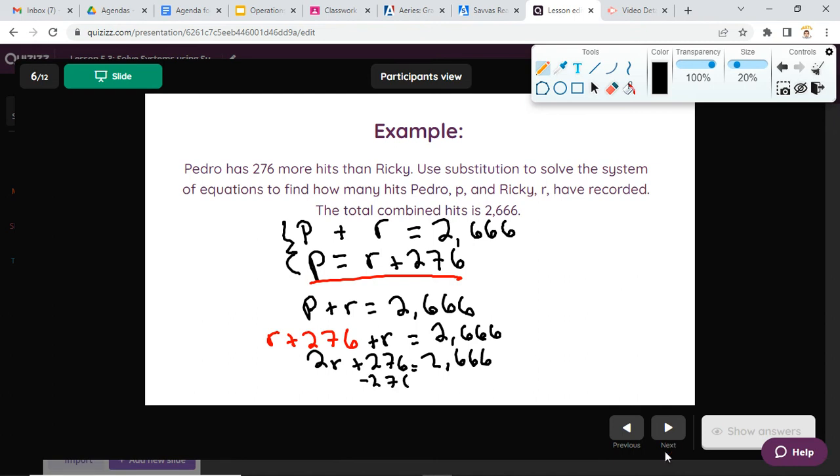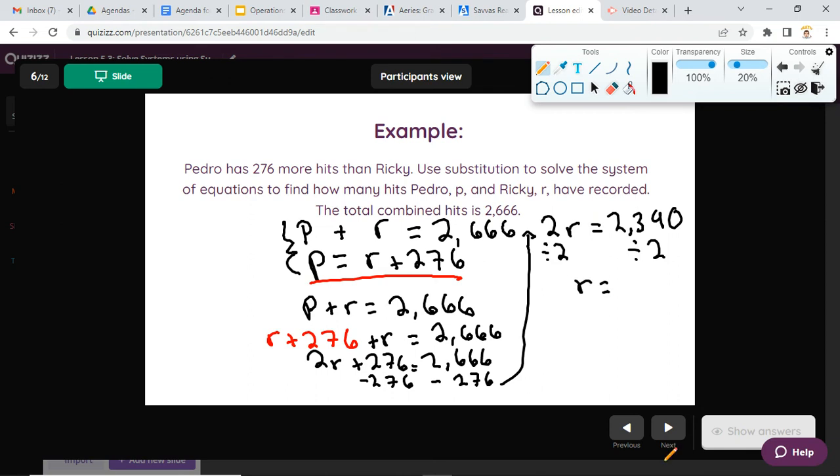Once I subtract 276 from both sides, I'm going to get 2r is equal to 2,390. Now I need to divide by 2 on both sides, and that will give me r is equal to 1,195. So remember, that's how many hits Ricky has, right?